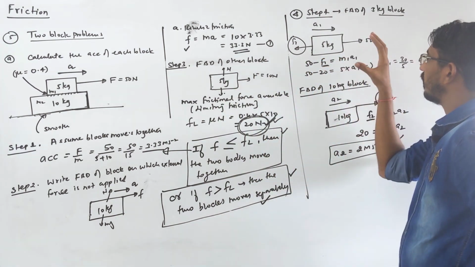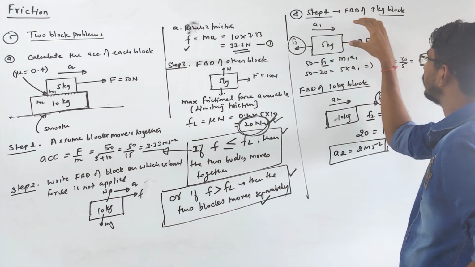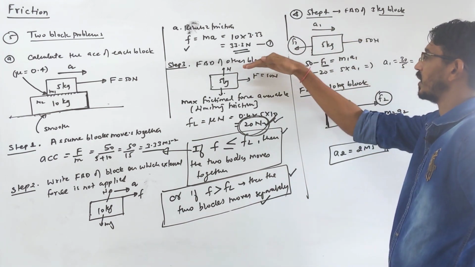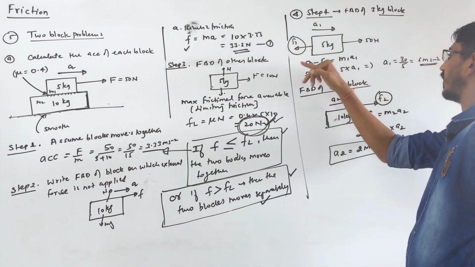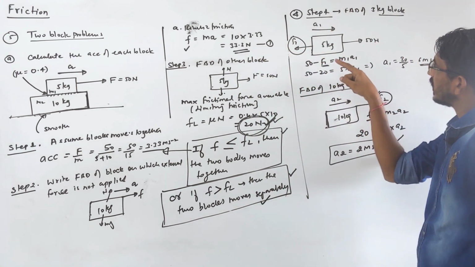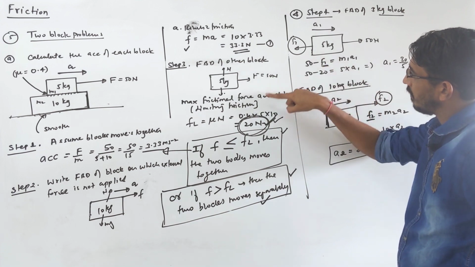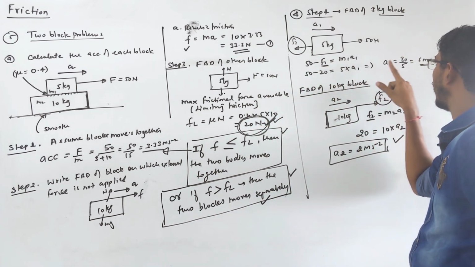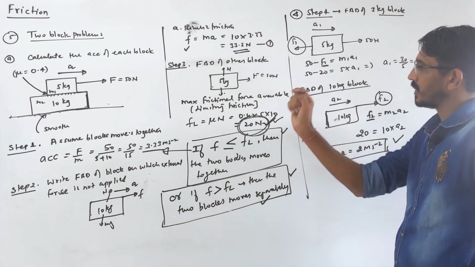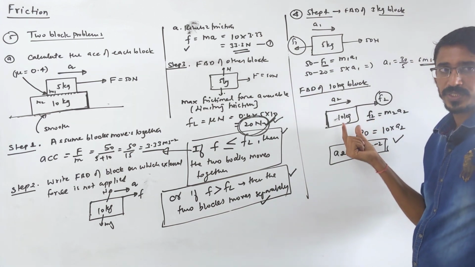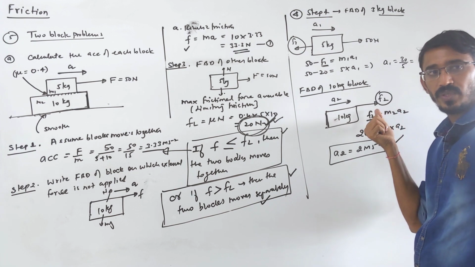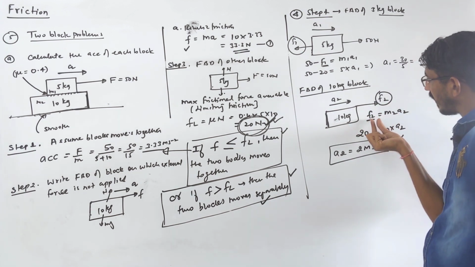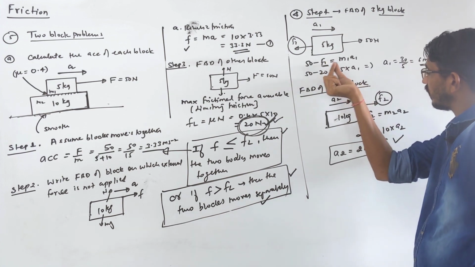So you write the FBD of any block. First the top block: the forces acting are the applied force, the frictional force backward, and the acceleration. Net force is equal to MA. But what frictional force do you put here? The limiting one, the maximum frictional force you can have. You calculate the acceleration. Then you write the FBD of the second block. You show the forces and the acceleration; only two forces are acting, so force is equal to simply MA, again with this maximum frictional force.